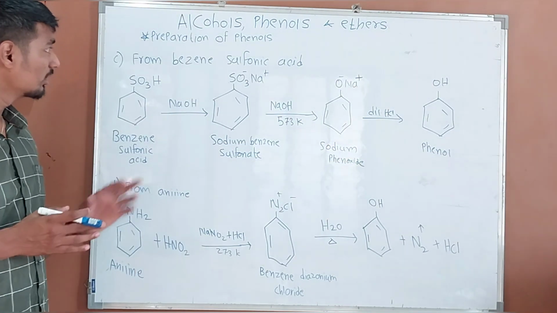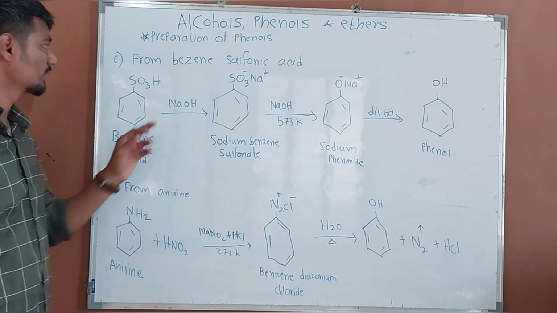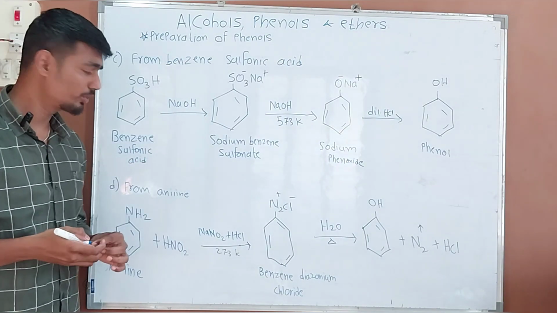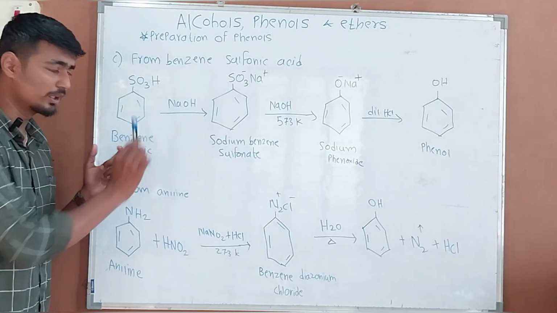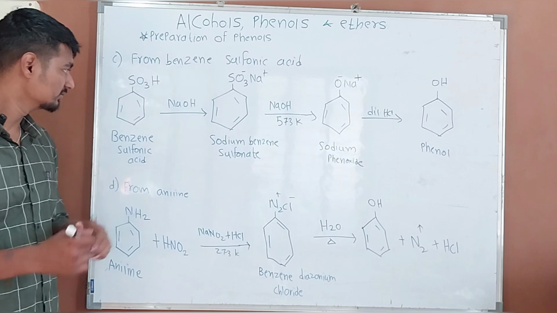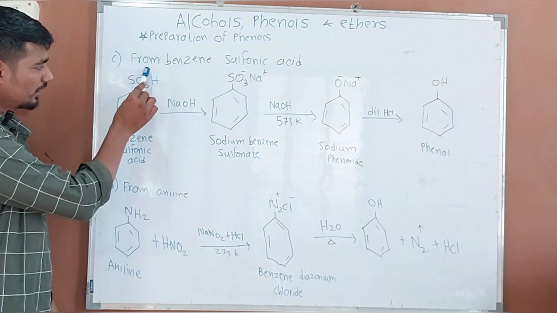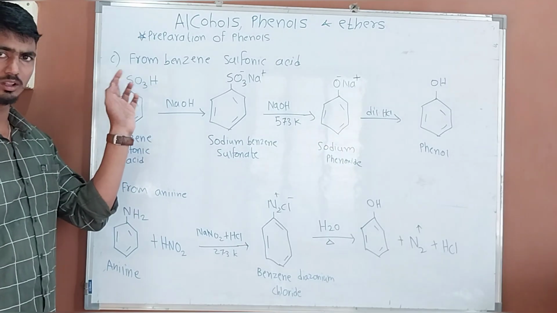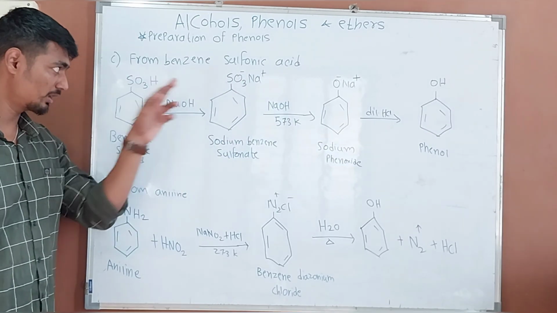Our next reaction is preparation of phenols from benzene sulfonic acid. See, benzene ring with an SO3H group attached to the ring is called benzene sulfonic acid, plus NaOH. NaOH is a base. So what will happen? It will form sodium benzene sulfonate. How? This Na will attach to the SO3 group and this hydrogen will come here. So HOH means H2O is removed and this Na is attached to the SO3. So it will become SO3 minus Na plus, sodium benzene sulfonate.